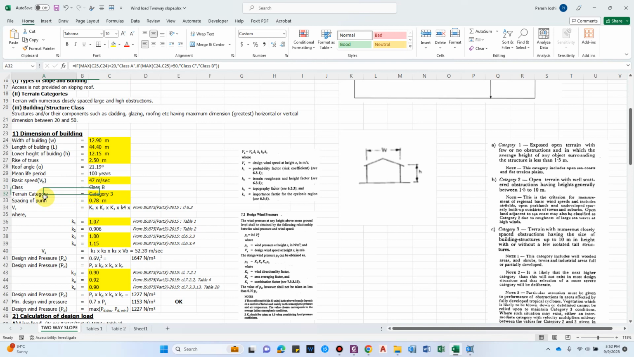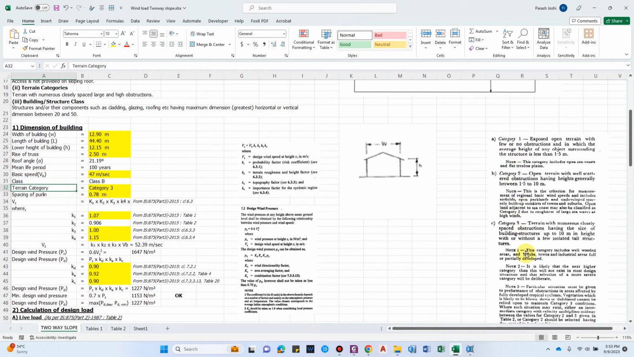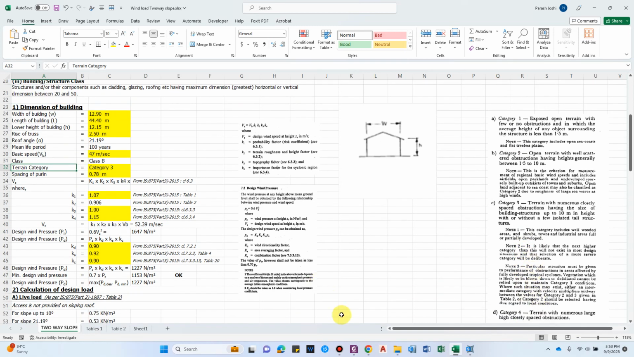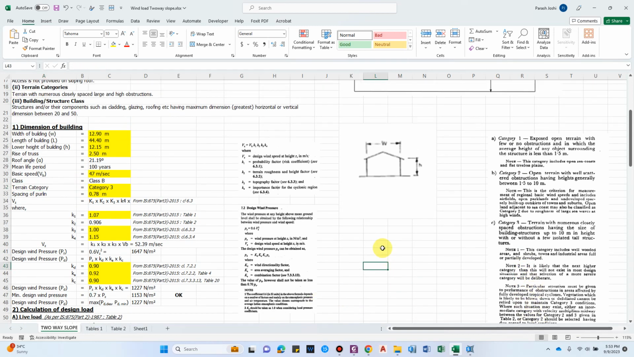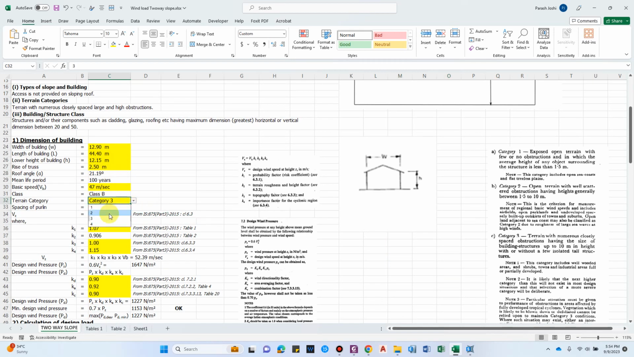For that we also have to consider the terrain category. We have the definitions of category 1, category 2, category 3, and category 4. This is a powerhouse structure that will be built in an open terrain area, and it might have certain obstructions between 1.5 and 10 meter. Make sure that trees are not considered as obstructions, because there is no guarantee that the tree will be there throughout the structure's lifetime. So it is better not to consider the tree as an obstruction. For now let us take category 2.